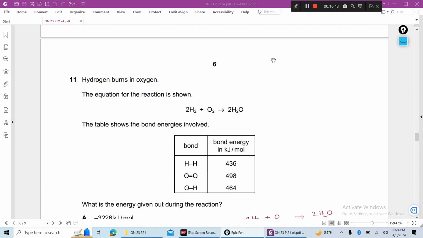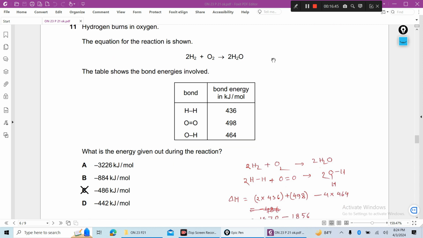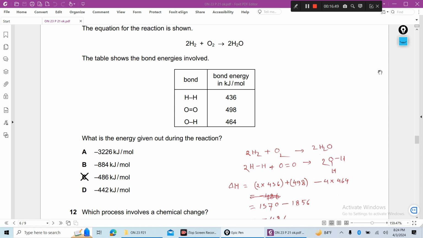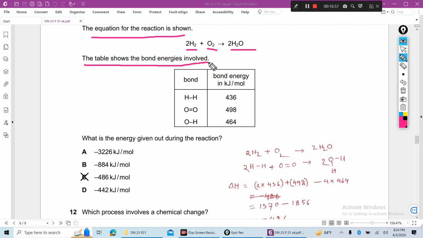Next, the equation for the reaction shown: hydrogen reacts with oxygen to produce water, and the table shows the bond energies involved. Their bond enthalpy values are given. So what is the energy given out during the reaction? This is the reactant, this is product.